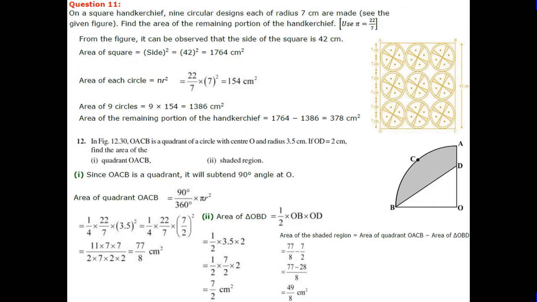On the square handkerchief, 9 circular designs, each of radius 7 centimeter, are made. See the given figure. Find the area of the remaining portion of the handkerchief. Pi is equal to 22/7. From the figure, it can be observed that the side of the square is 42 centimeter.